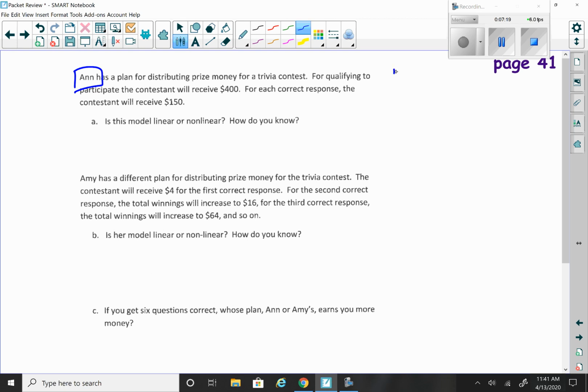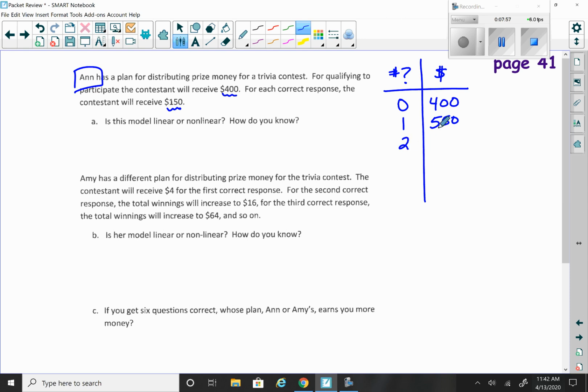So we have the number of questions you answer correctly, and then how much money you're going to win, your prize money. Now this one says, in Anne's plan, for qualifying, you get $400. So even if you don't get any questions right, let's say you get 0 questions right, you're still going to get $400 because you qualified for this trivia contest. And then for each correct response, you get $150. So if I get one question right, I get $150 plus the $400 I got for qualifying. So this is going to go up to $550.